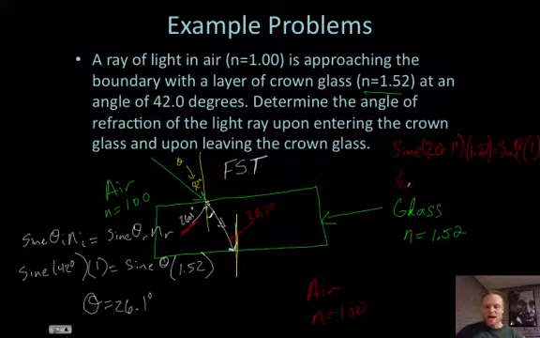Air is really nice to work with because 1 is such an easy number to deal with. If you do the multiplication, or the algebra, I should say, you would find that it exits into the air at an angle of about 42 degrees if you round up. 42 degrees, which interestingly enough is the same angle at which it approached the glass. So there you have it.